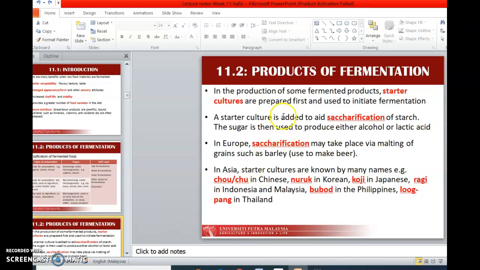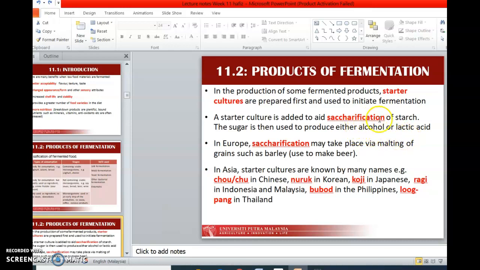In the production of some fermented products, starter cultures are prepared first to initiate the fermentation. In order for us to start fermentation without the bad bacteria growing first, we can use the starter culture. It is used to aid in saccharification of starch. This means that we break the starch into smaller components in the form of disaccharide or monosaccharide. Then the sugar can be used to produce either alcohol or lactic acid.